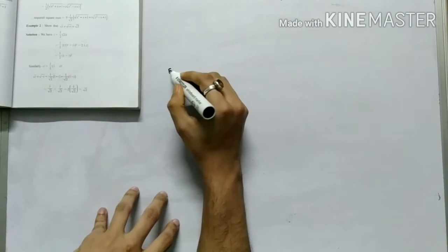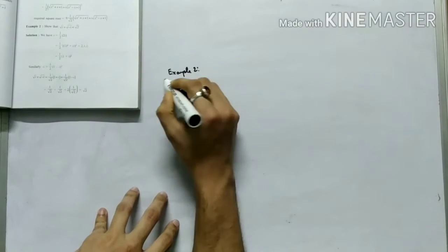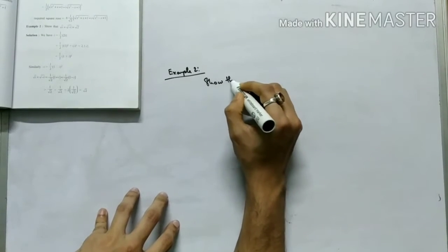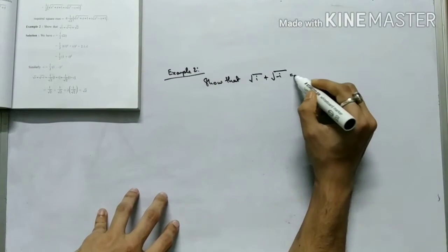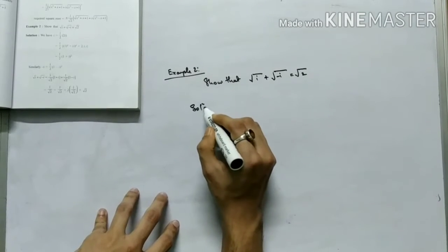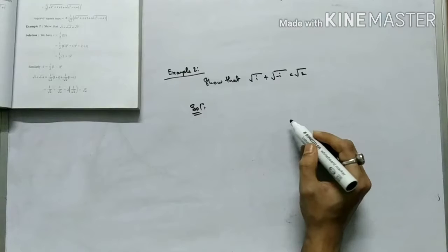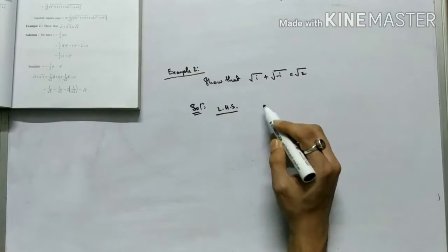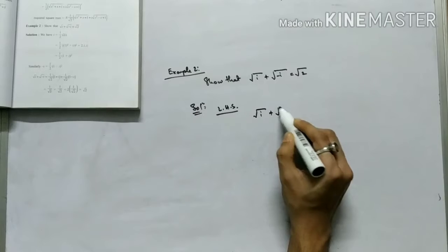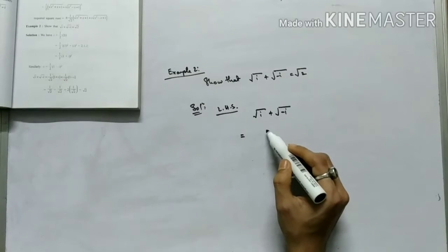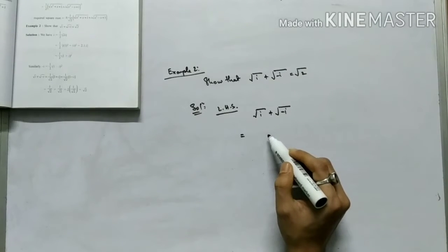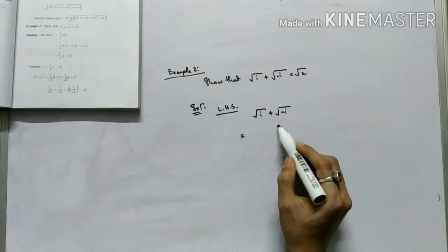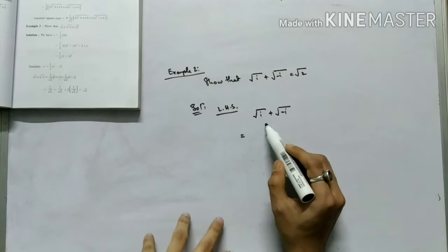Next is example 2. Prove that root over i plus root over negative i is equal to root 2. So for the LHS I will take root over i plus root over negative i.